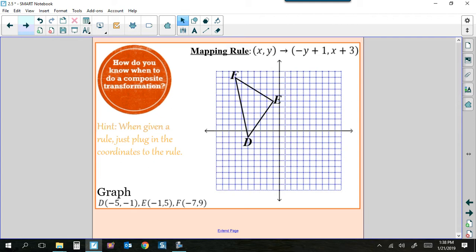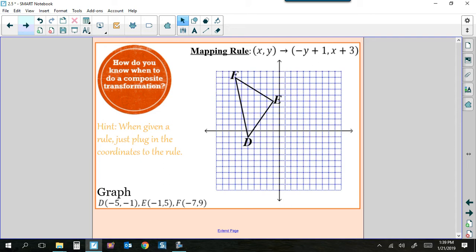Okay, so the next one, all you guys that love the algebra, you can actually always make a rule. The rule is like your input-output, if you remember. So if you would pause the video first, go ahead and graph DEF. And then we're going to just plug each point into the rule and get our new output.